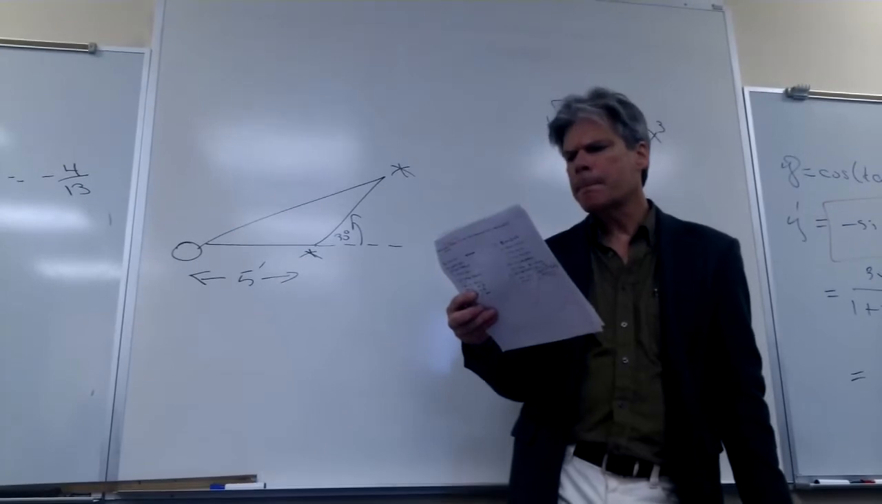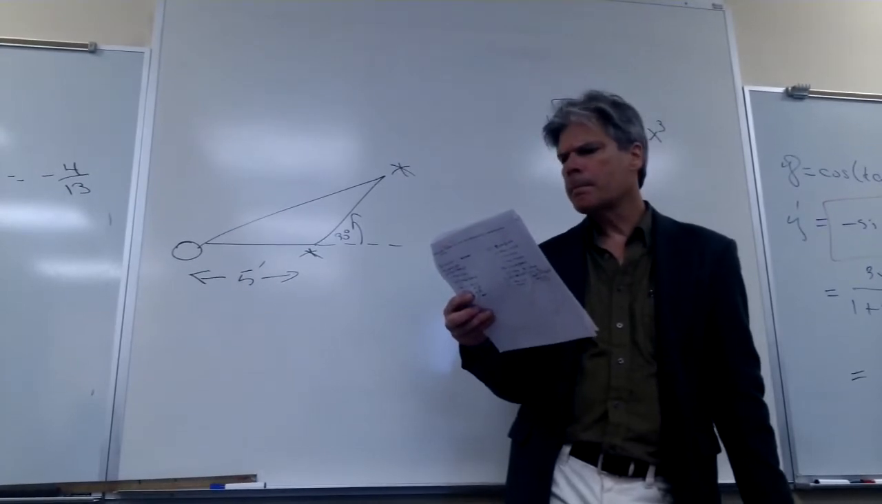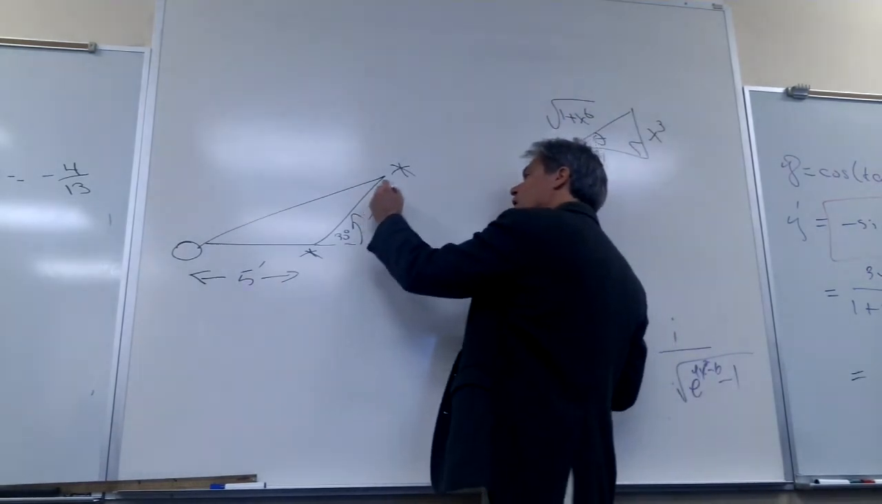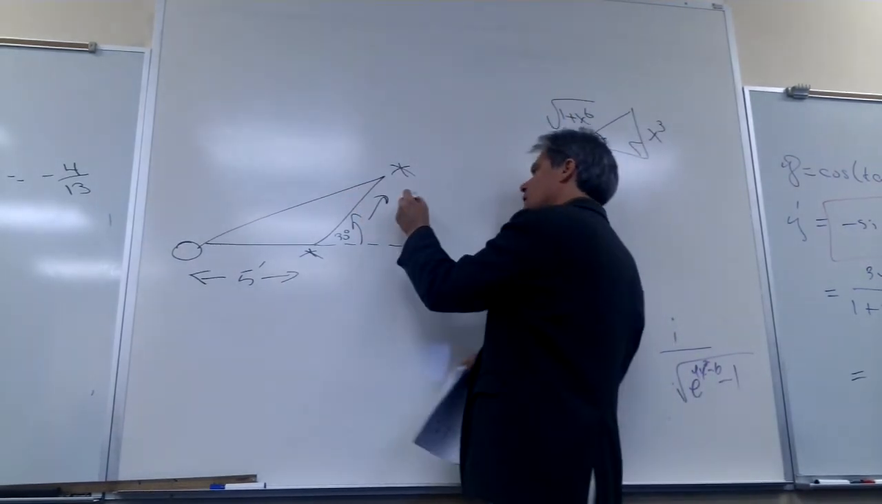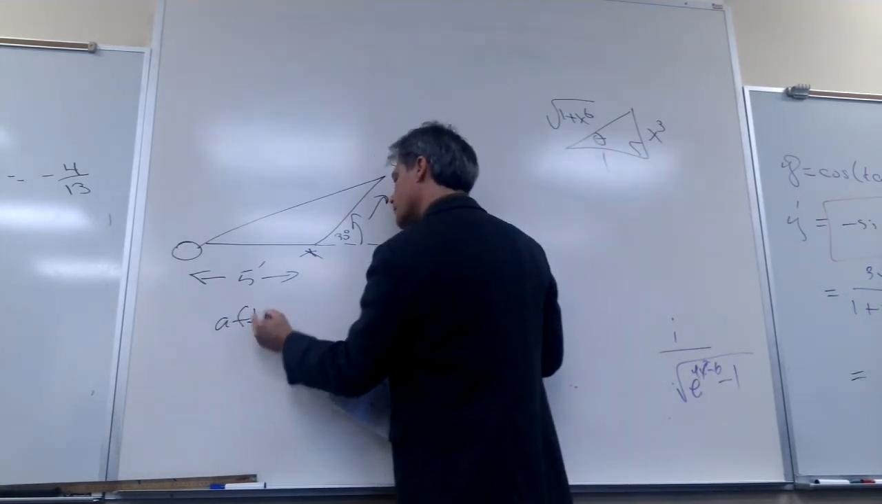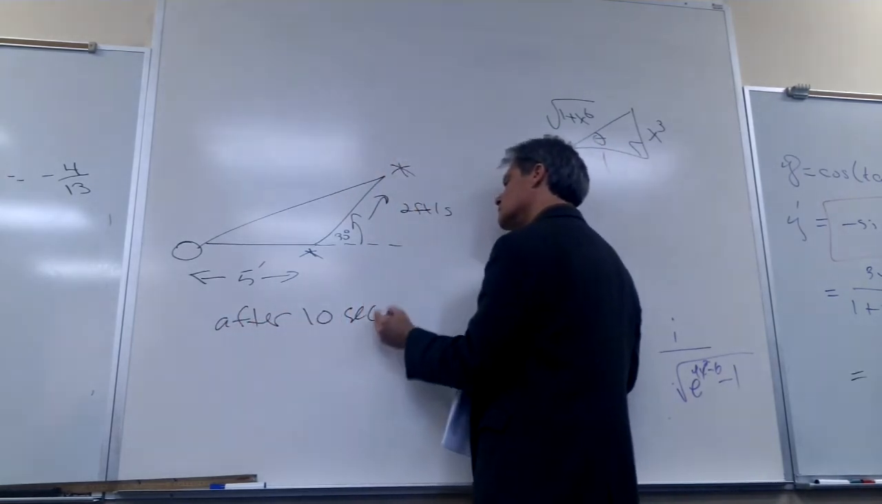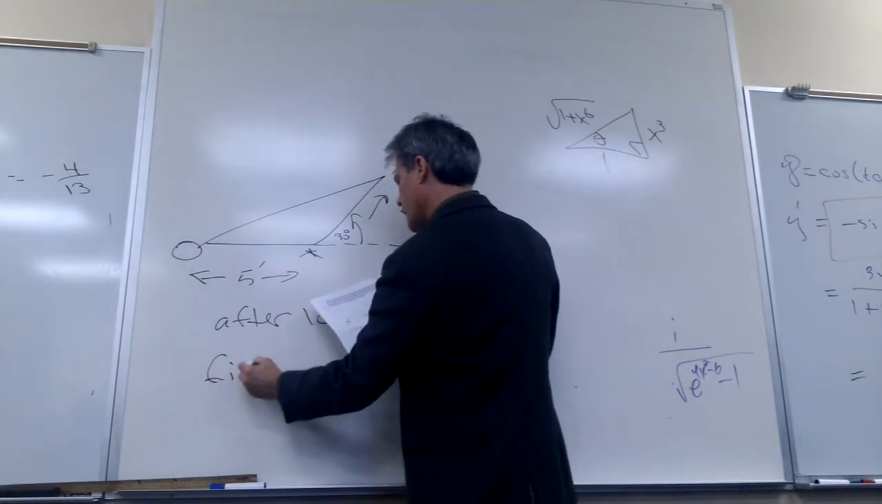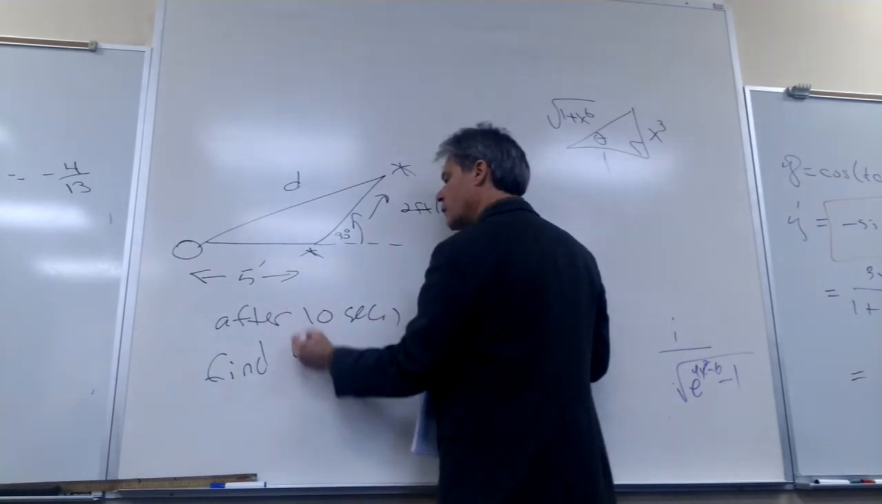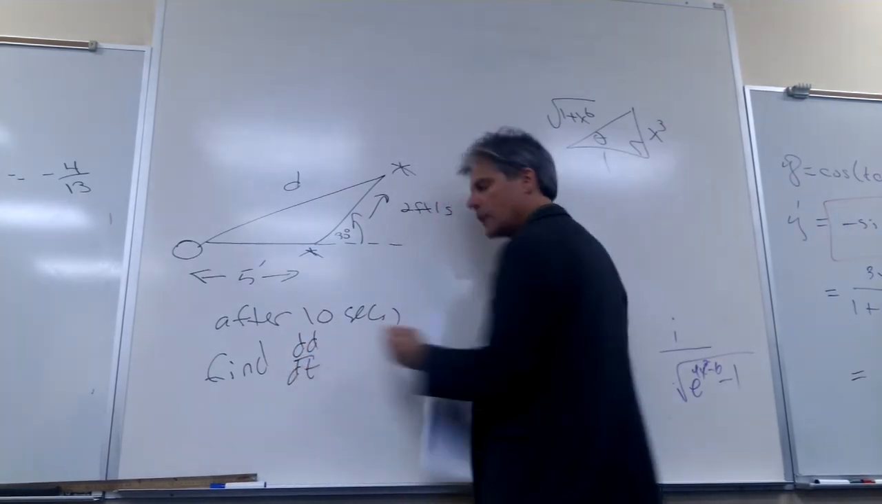All right, here goes. The mouse is moving in this direction at 2 feet per second. So after 10 seconds, I want to find the rate at which d is changing with respect to time. I'm trying to find dd/dt.